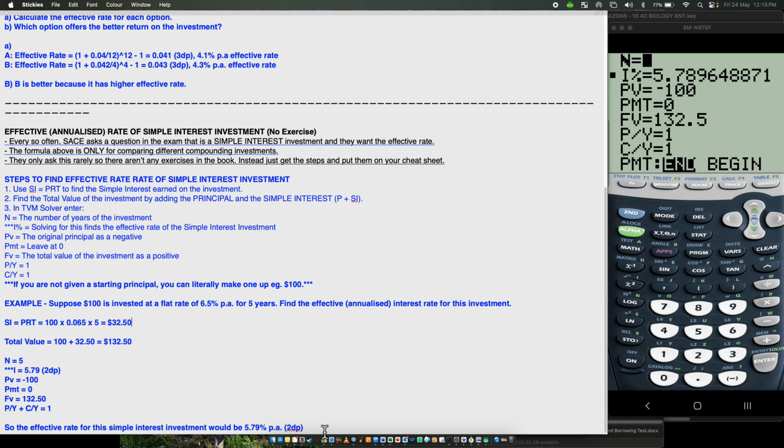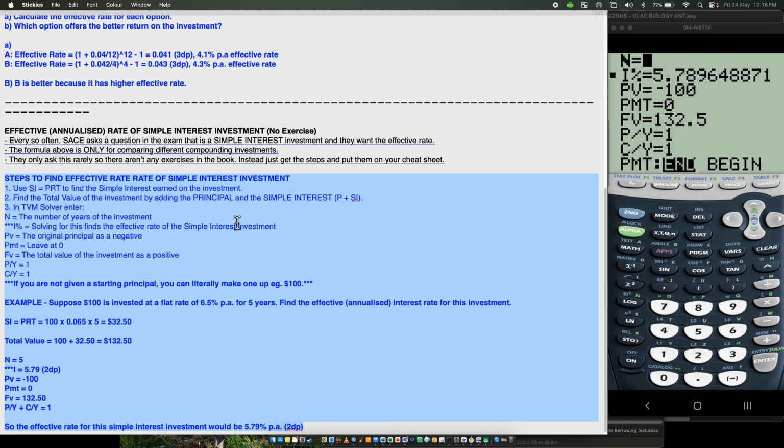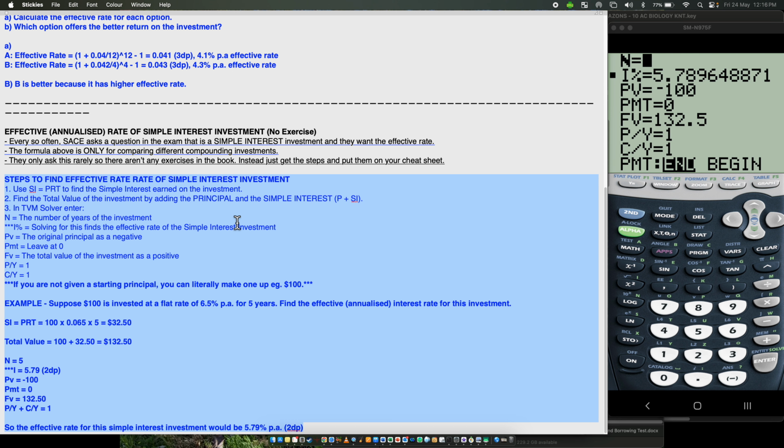This will only exist on your cheat sheet and in your notes in your book. There's no exercises for that. If you've got everything down, finish your homework, and now is effective rates. What was that? I think it was 7D. Exercise 7D, please.